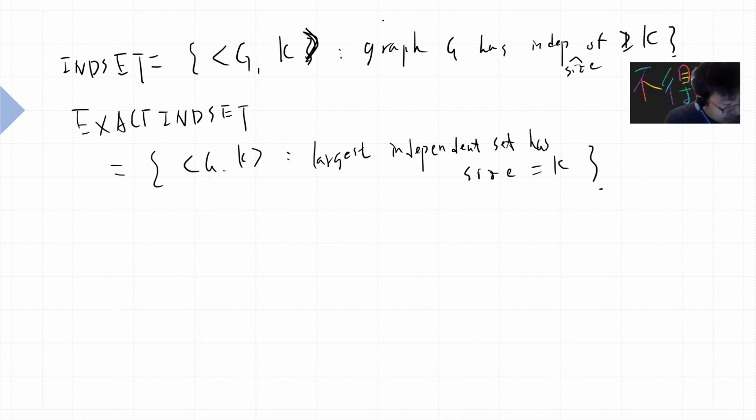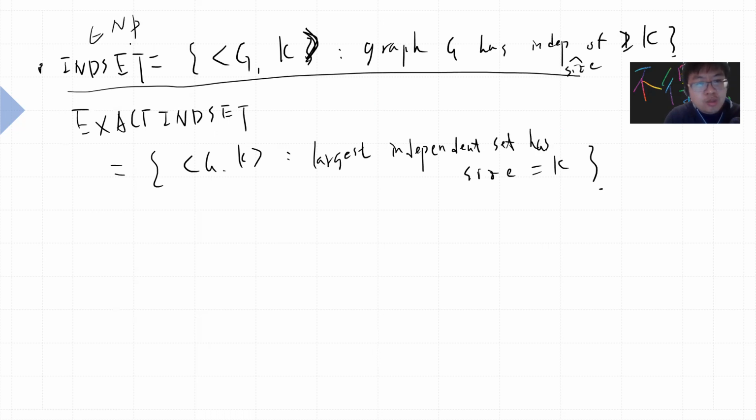Obviously, IND SET is exactly in NP. If you want to make a certificate, you just find an independent set of size K and check whether it's independent. But this exact independent set is much more difficult, because if I find a certificate, maybe it's not the largest one.